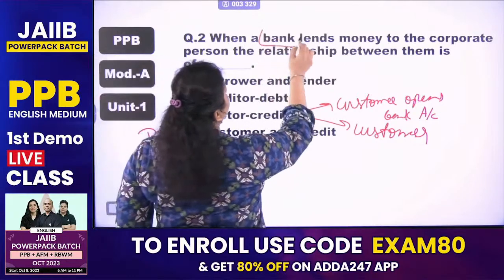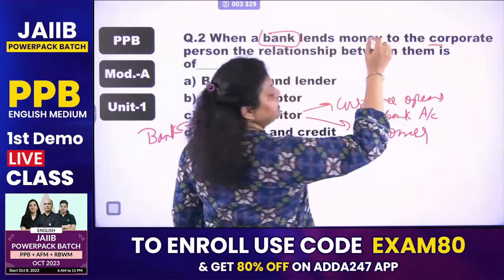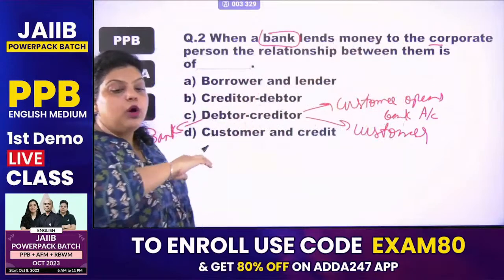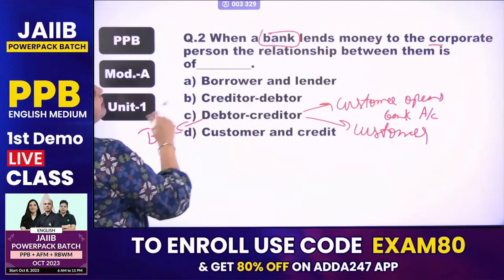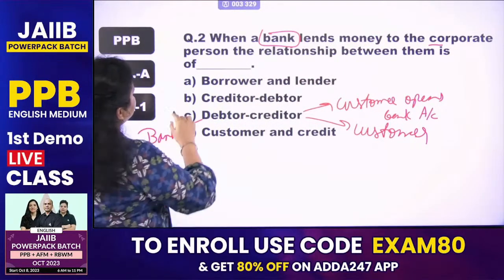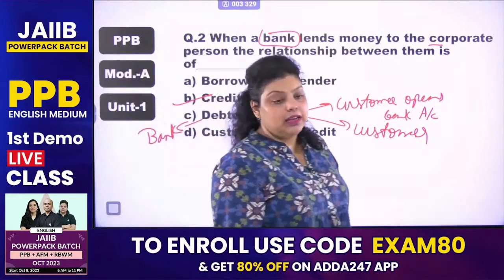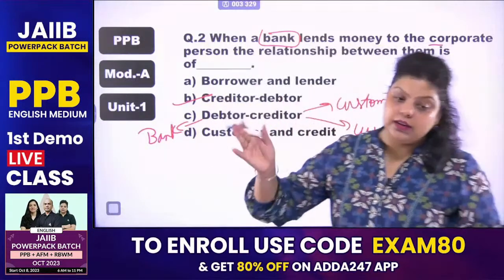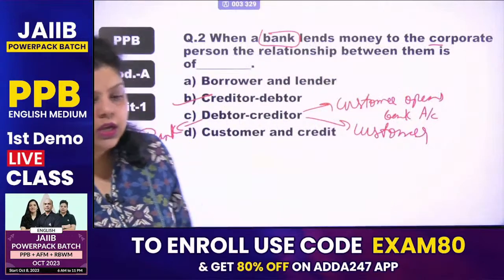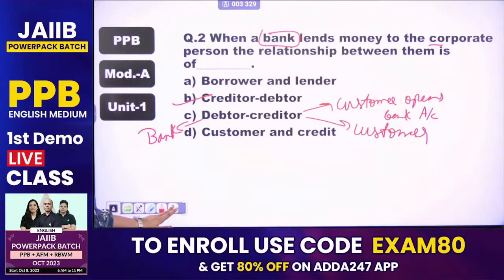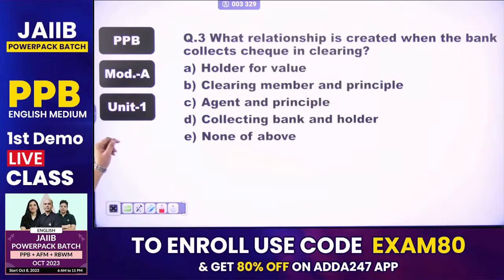Here the bank is providing a loan to the corporate. Who is giving money? The bank is giving money, so now the bank will be known as the creditor. So the right answer will be B, the creditor and debtor relationship. When the bank is giving loans, the bank is the creditor, so the relationship between the bank and customer will be a creditor-debtor relationship.